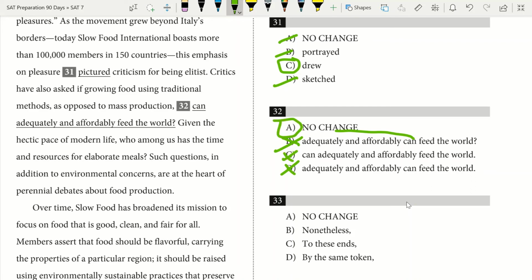So our answer there should be, actually no, we do not have to have a question mark. That is my bad. Okay, we don't want to have a question mark because this is a statement. These critics have asked this. Okay, this is a statement. The critics have asked it. So we do not want to have a question mark. So our answer there should be C for 32. Okay, all right, now we got question 33.